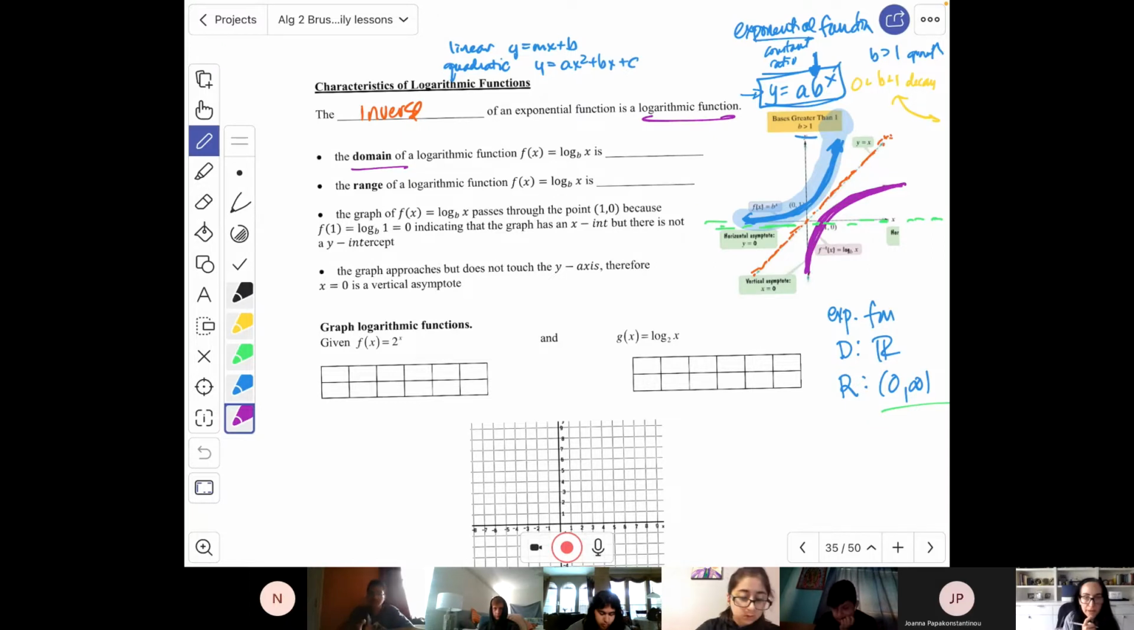Can you tell me what the domain is? We said that this is just the inverse of an exponential function. So we know the relationship now between the domain and range of a function and its inverse. Right? Didn't we just talk about that? So what is the domain? Well, look at the graph. What is the domain of this logarithmic function?